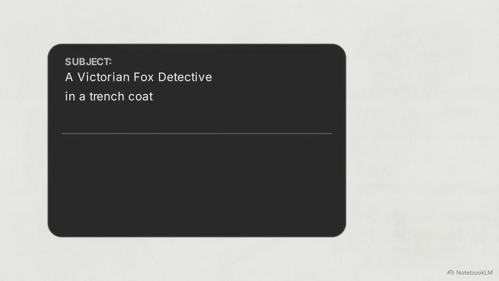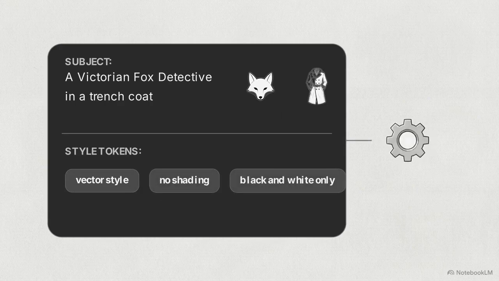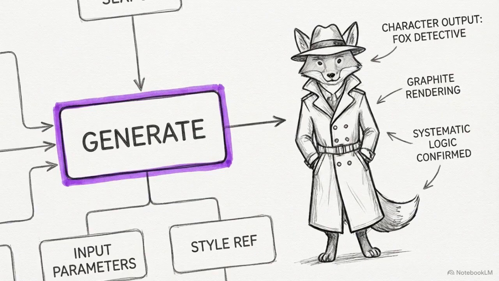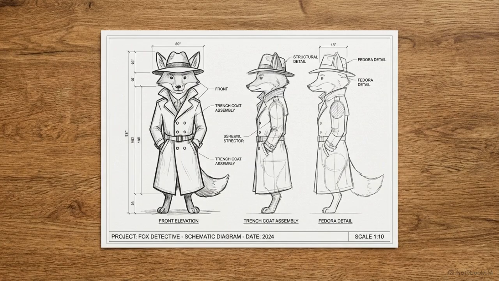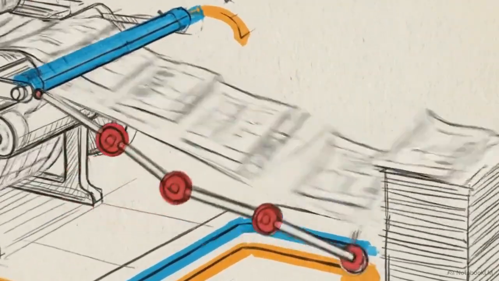In the subject block of your prompt, insert the specific character details, like a fox detective in a trench coat. Then, append your exact style tokens. You must explicitly demand vector style, no shading, and black and white only. The vector style command is critical. It forces the AI to produce sharp, continuous outlines rather than muddy or pixelated sketches. Execute the prompt. The resulting image consists solely of black lines on a pure white background, meeting all physical printing requirements for Amazon KDP. Adhering strictly to this syntax guarantees KDP acceptance, and it completely saves hours of manual cleanup in post-processing.